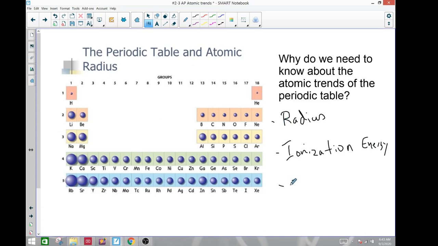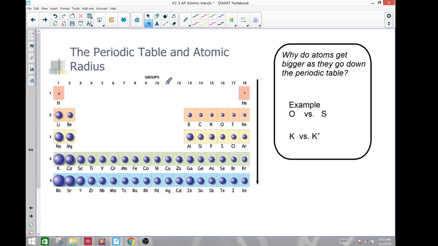There's another one called electron affinity. This is a less common one, and we don't really talk about it too much. But basically, it's the opposite of ionization energy. So these are the three main ones that you should be familiar with and working in your brain with.